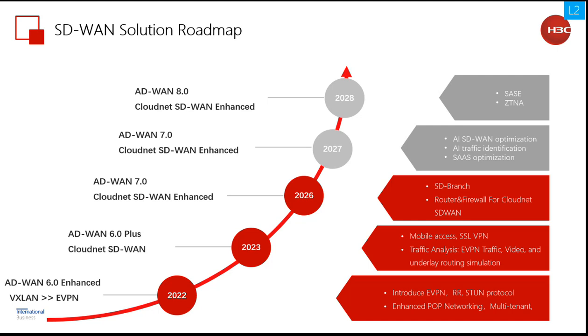We're about to launch AD-WAN 7.0, and part of that is the SD-WAN enhancements on CloudNet. As I mentioned, the firewalls are now supported on CloudNet with the full SD-WAN functionality, as well as the SIEM functionality. And then you'll see the roadmap over there. We're going to start introducing the AI SD-WAN optimization and the SAS optimization, and you'll see hopefully sooner than 2028, ZTNA as well.